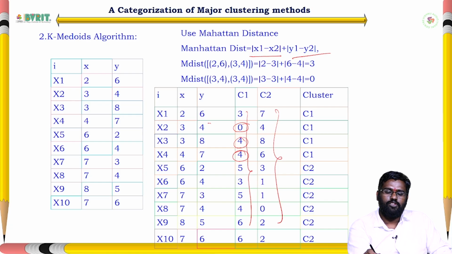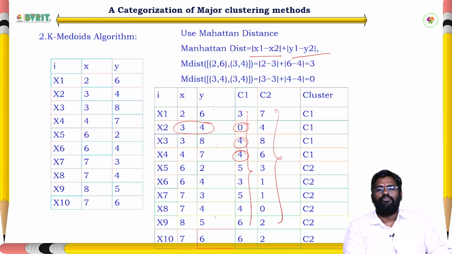We take this value as the main value and this one will be compared with all the values to get C1. Similarly, we take C2. So next we will take another value.